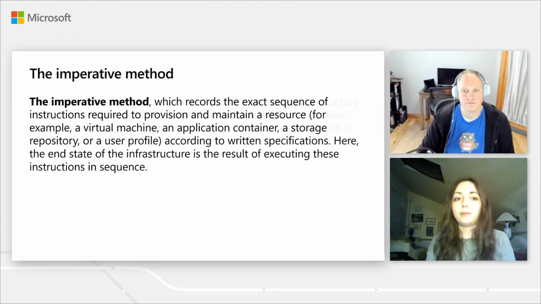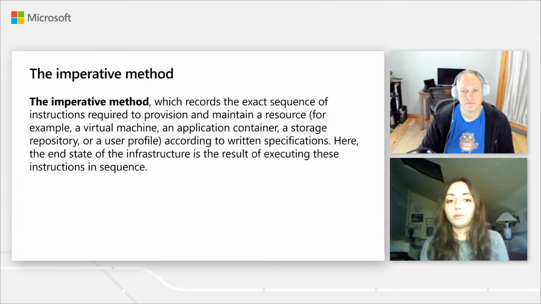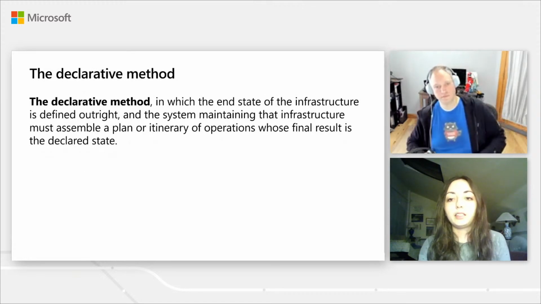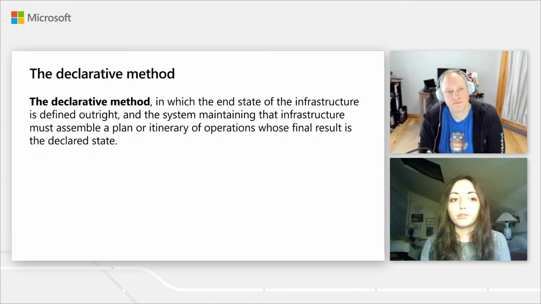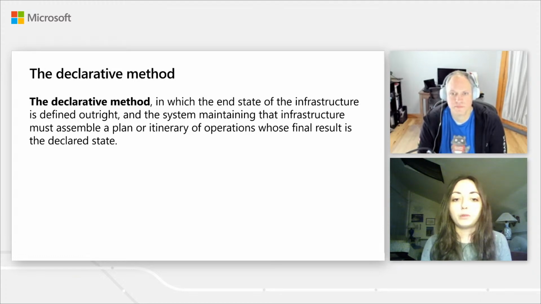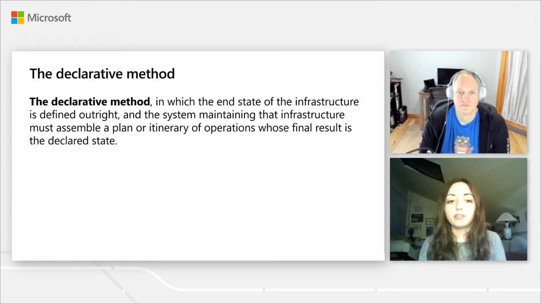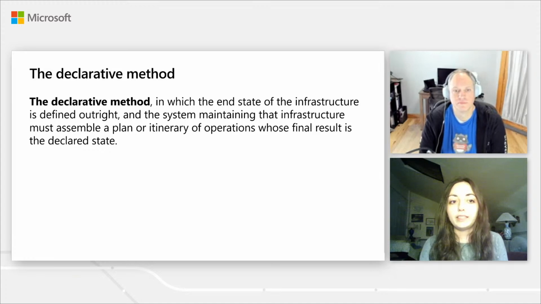For example, in the previous demo, we executed a sequence of bash commands to create a resource group and a virtual machine. On the other hand, the declarative method focuses on what the program should accomplish without specifying how the program should achieve the result. This means that we don't use commands to describe how to accomplish the final solution as we did in the imperative method. Here, the end state of the solution is defined outright, and the system maintaining that infrastructure sets up a plan of operations whose result is the declared state of the solution.